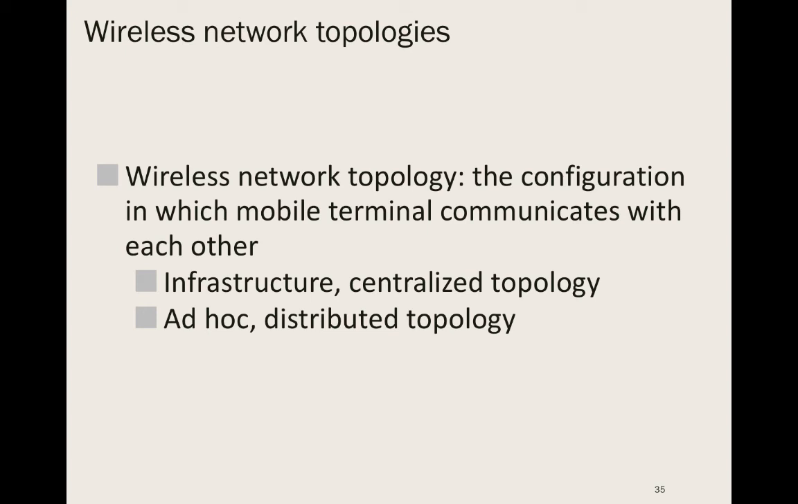Part 3 of Lecture 2 is about the wireless network topologies and cellular network. Like the wired network, we have two types of network. We have infrastructure and ad hoc. Infrastructure network is a more centralized topology, and ad hoc is basically a distributed topology.